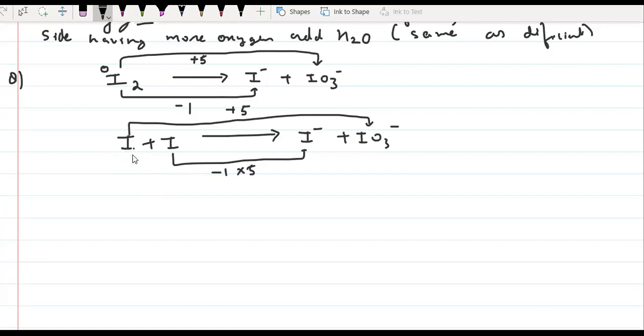Or you can just write like this, half I2 plus half I2. Still, it will be the same. Yes or no? Tell me, guys, please respond. It is a disproportionation reaction. I'm telling you how to balance a disproportionation reaction.